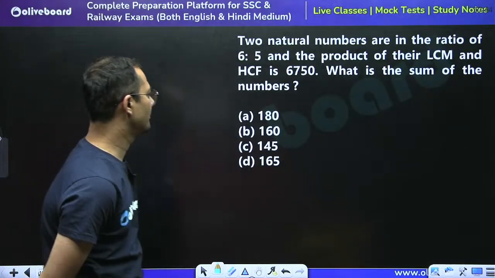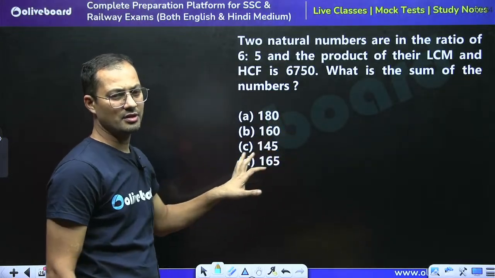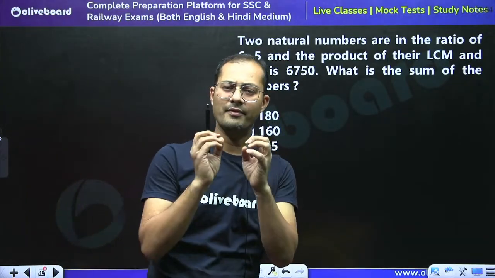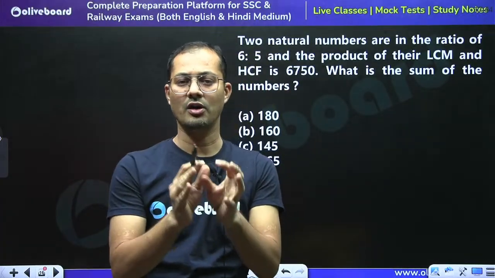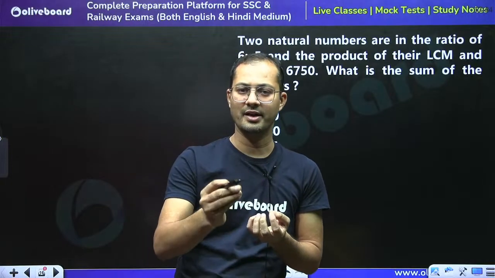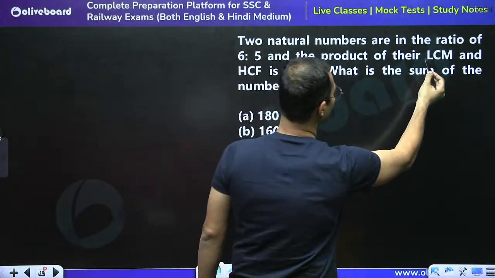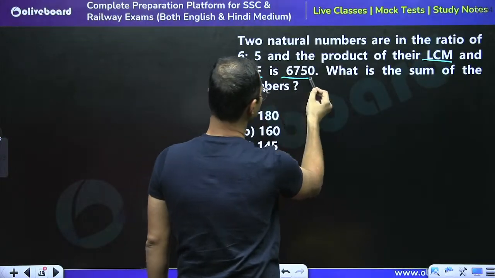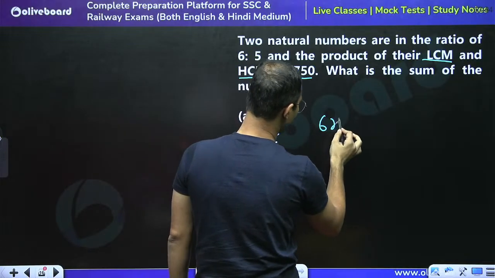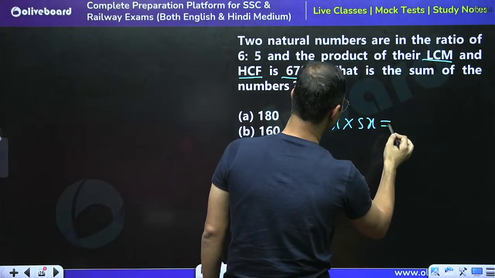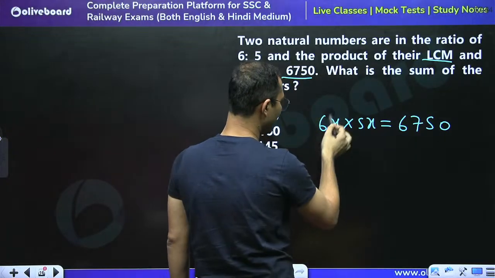So moving forward, now tell me what is the answer of this question. Again, a very simple question. Everyone knows that the product of any two numbers is always equal to the product of their HCF and LCM. Here the product of LCM and HCF is 6750, so the numbers are 6x and 5x, and it is going to be equal to 6750.